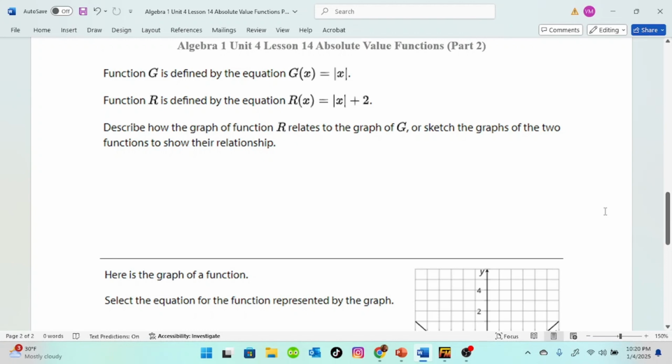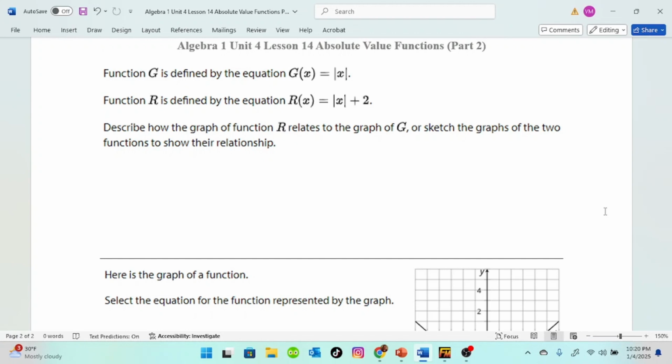All right, our next practice problem says function g is defined by the equation g of x equals the absolute value of x. Function r is defined by the equation r of x equals the absolute value of x plus 2. Describe how the graph of the function r relates to the graph of g, or sketch the graphs of the two functions to show their relationship.